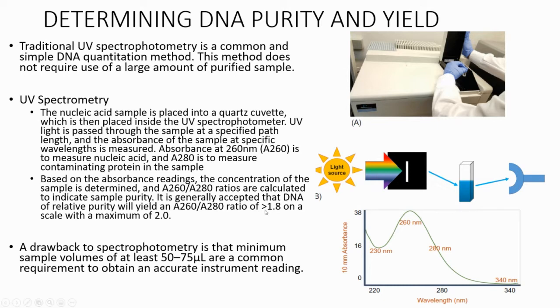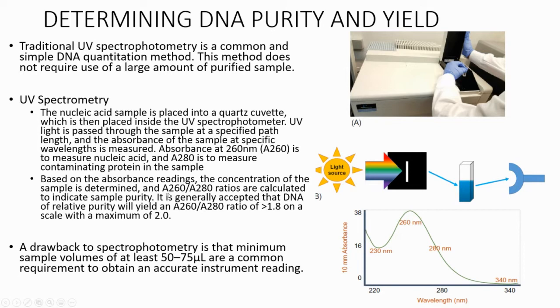Normally pure DNA should have this ratio over 1.8, on a scale with a maximum of 2.0, all right? It must be over 1.8. If the ratio is below 1.8, then you will need to do the phenol-chloroform extraction again, right? That's one value you need to know.